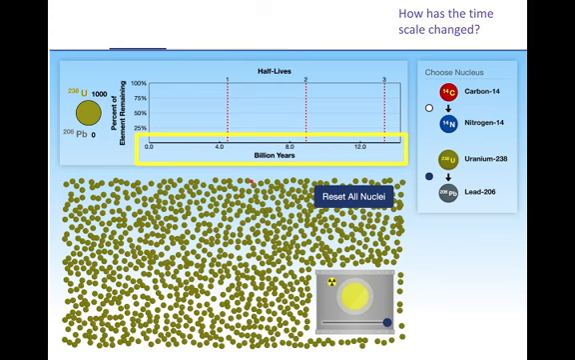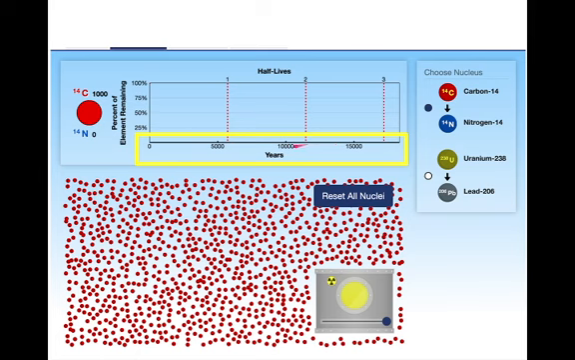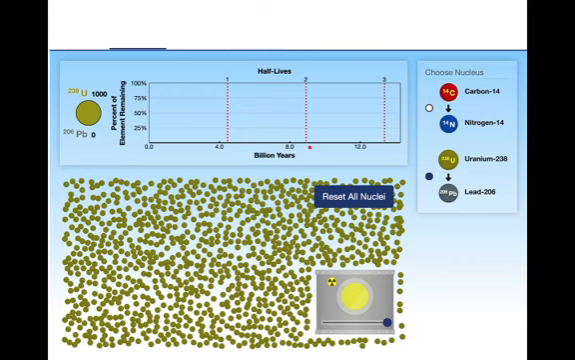So when you're dating something, something really, really old, would you use carbon-14 or would you use uranium-238? So if you want to date something that's maybe 20 million years old, would it still work if you were to use carbon-14? Or would it be better if you use uranium-238?